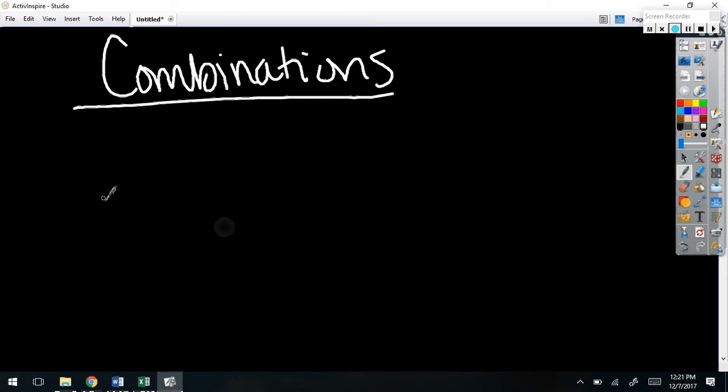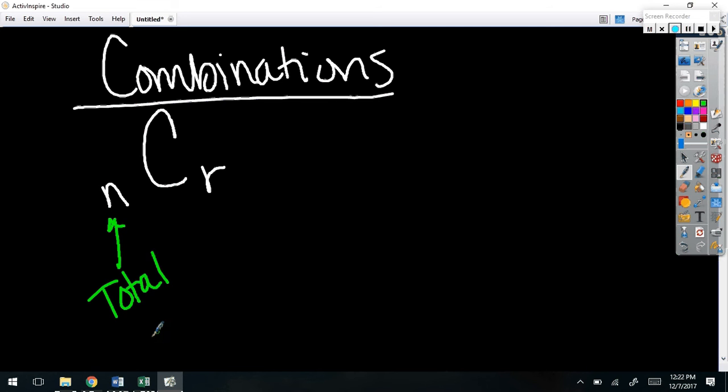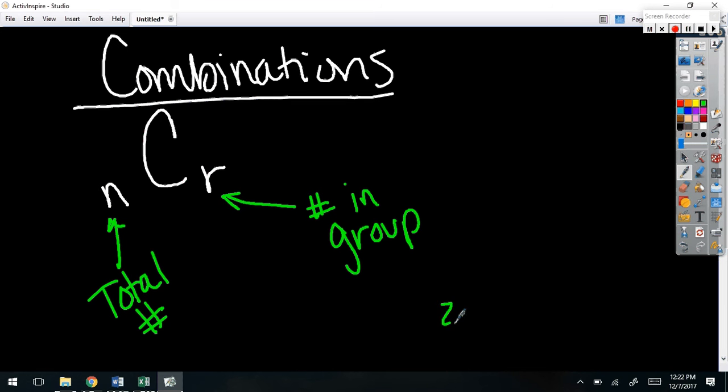So the way it's written, you probably remember seeing something like this. No, y'all never learned it like that? Okay, it is on the calculator. What this is, N is your total number that you have. So in other words, if I'm talking about this class, my N would be 22 because there's 22 students in here, right? R is the number in your group. So if I did 22 choose 3, that would tell me exactly how many ways I could choose 3-person groups in this class, okay?